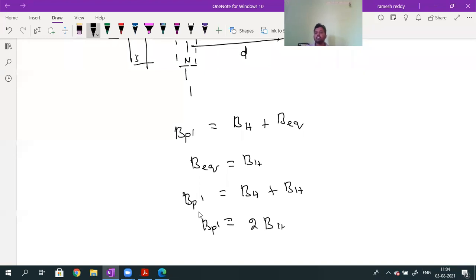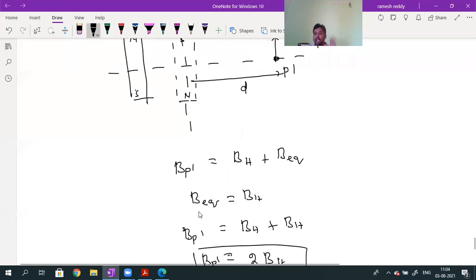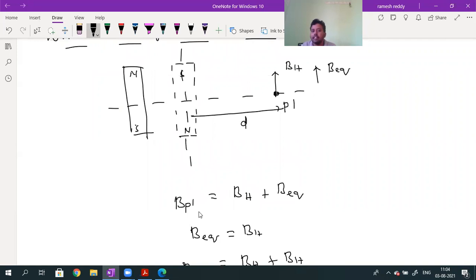Here, directions are what is important. If directions are clear, we can decide whether to add or subtract, and whether the vectors are parallel or perpendicular. So BH and B equatorial are in the same direction. You know that whenever the north pole is placed towards the geographic south, the null point will not be obtained on the equatorial line. The null point will be obtained only on the axial line. You know that condition.